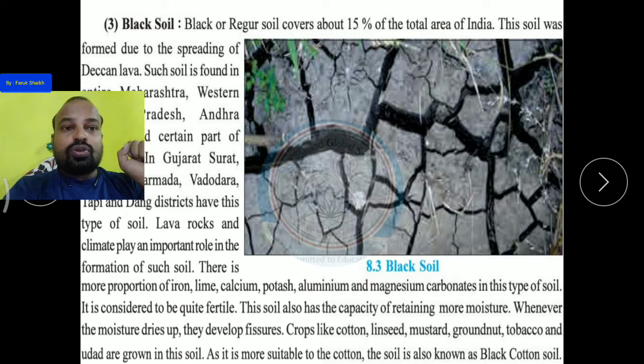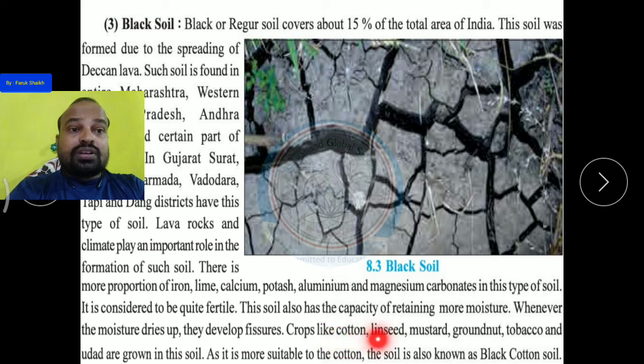Whenever the moisture dries up, they develop fissures. Fissures means cracks form there. When the moisture reduces, there can be fissures, cracks. We can see the cracks in the soil; you can see here these are the cracks. So this soil has the capacity to retain more moisture, and whenever the moisture dries up, they develop fissures.